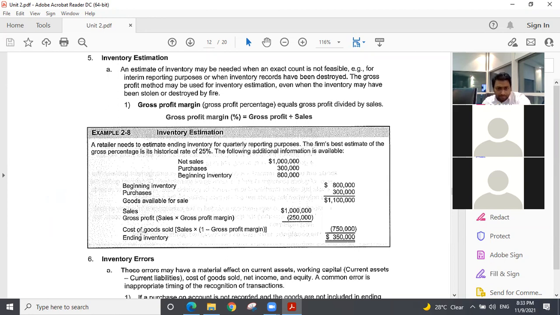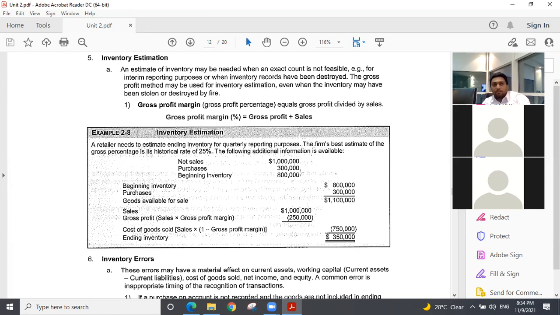Here, an estimate of inventory may be needed when an exact count is not feasible, for example, for interim reporting purposes or when inventory records have been destroyed. The gross profit method may be used for inventory estimation even when the inventory may have been stolen or destroyed by fire. The gross profit we calculate as gross profit divided by sales, and you get the gross profit margin. Here, a retailer needs to estimate the ending inventory for quarterly reporting purposes. The firm's best estimate of the gross profit percentage is the historical rate of 25%.